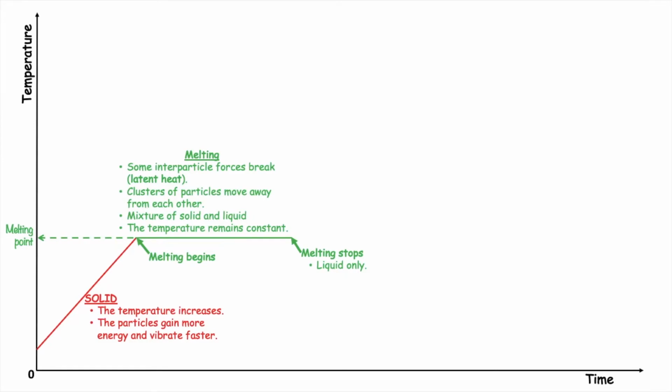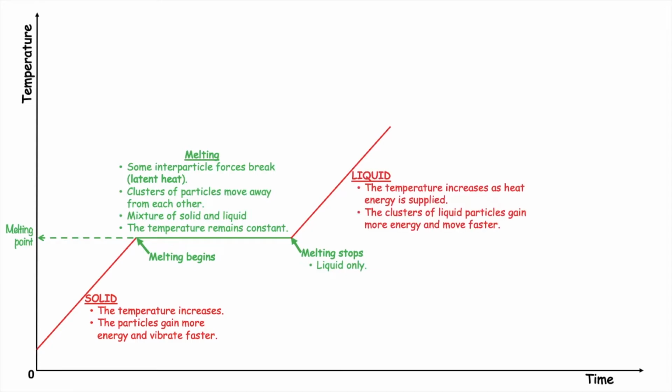Once melting ends, the graph transitions into the third stage, which is also represented by a slope, as shown by the red line that just appeared on the graph. Now, the slope indicates that as the pure liquid is heated, the temperature increases with an increase in time. So at this point, the clusters of liquid particles absorb heat energy, they gain kinetic energy, that is the energy of motion, and as a result, they begin to move faster.